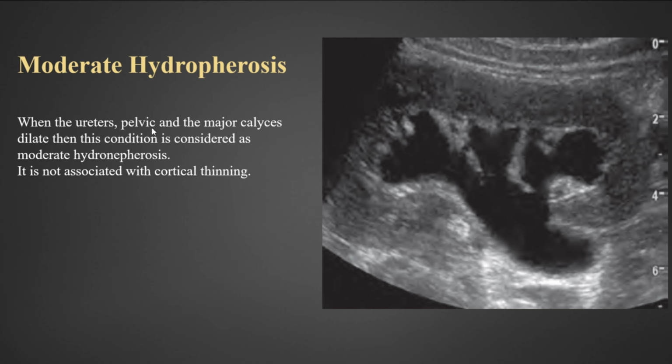And now we are going to discuss moderate hydronephrosis or grade 2 hydronephrosis. When the ureters, pelvis and the major calyces dilate, then this condition is considered as moderate hydronephrosis. It is not associated with cortical thinning. As here we can see the cortex of the kidney has normal measurement, and the major calyces, renal pelvis and the ureter are communicating with each other. This condition is called grade 2 hydronephrosis.